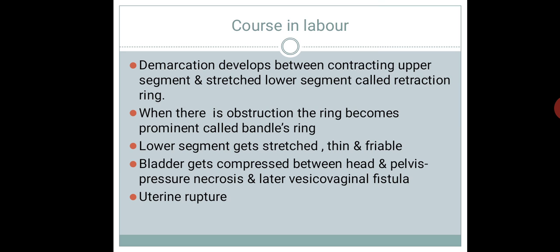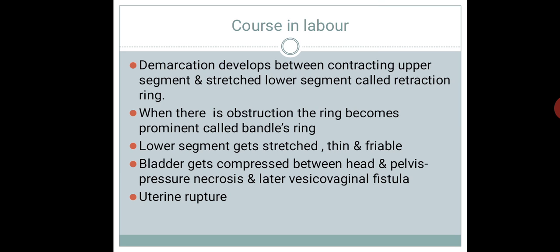What is the course of labor in obstructed labor? Normally, during the course of labor, a demarcation develops between the contracting upper segment and the stretched lower segment. This demarcation is called a retraction ring. When there is obstruction, the ring becomes prominent. It is called a Bandl's ring. And so the lower segment will get stretched, thin and friable.